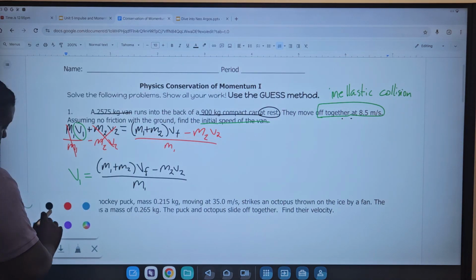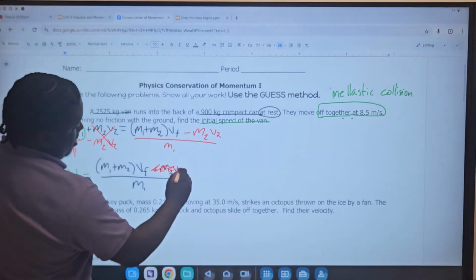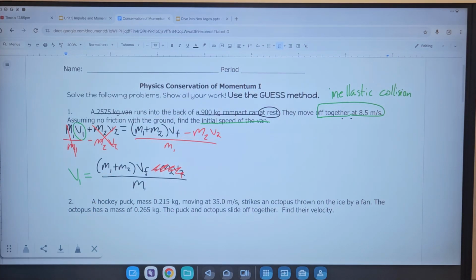Best part is that's 0, so it's really just this. And no, the M1s do not cancel. No, the M1s do not cancel.